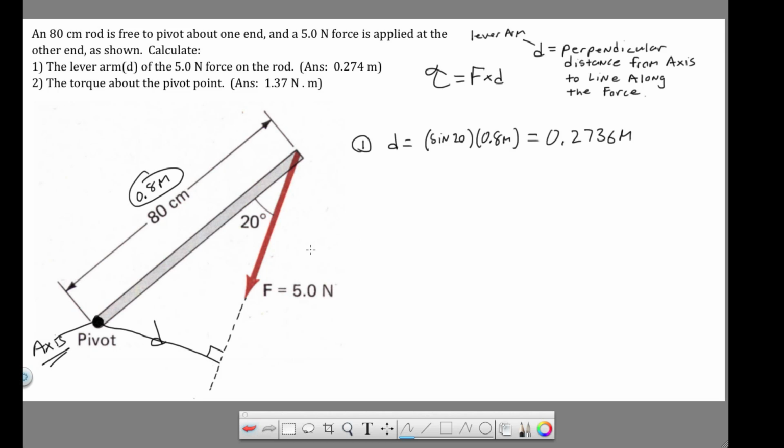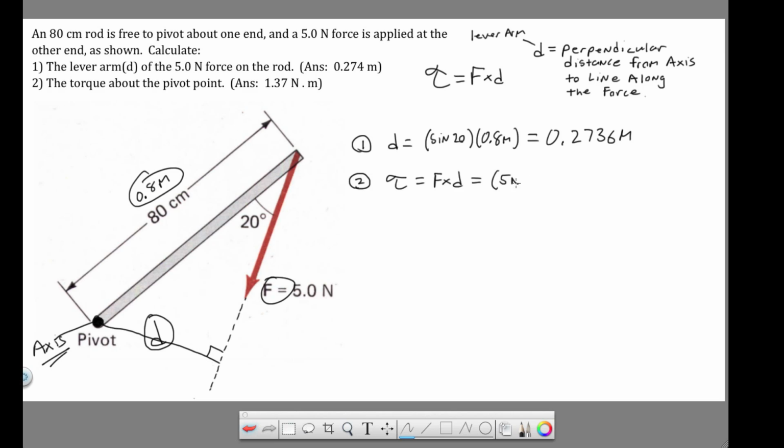All right, so the second question is, what's the torque caused by this 5 Newton force? Okay, so torque is equal to force times lever arm, and this is a cross product. The characteristic of a cross product is the two variables being multiplied must be perpendicular to each other. So if we look here, this lever arm, D, and this force are perpendicular to one another. That always has to be true when you're using the torque equation.